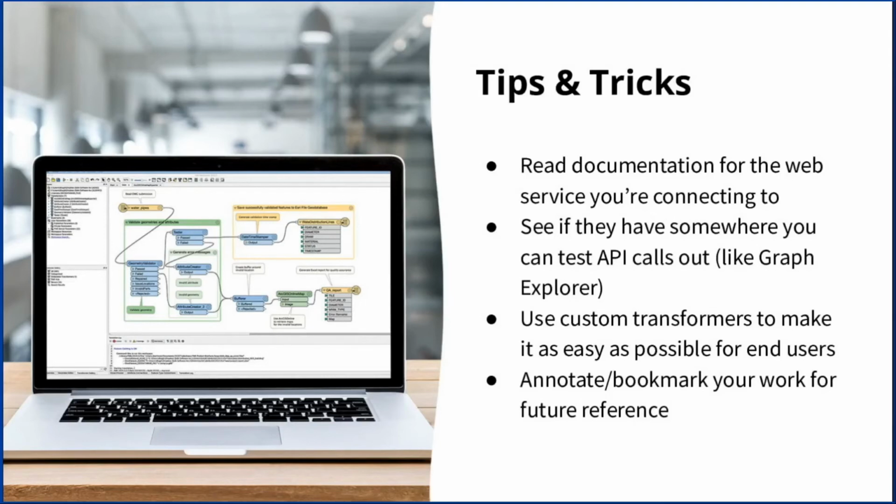If they have somewhere you can test the API calls out, like the Graph Explorer, this means you can make sure they're set up correctly in there before moving over to FME, if you're a little bit more comfortable doing that rather than using the HTTP caller. And just using custom transformers makes it as easy as possible for end users. If you had sent someone the Teams connector as it was before it got wrapped up, there's a lot of HTTP callers in series there. It might get confusing or be a bit easier to break. And it obviously means it's easier to share with other people.